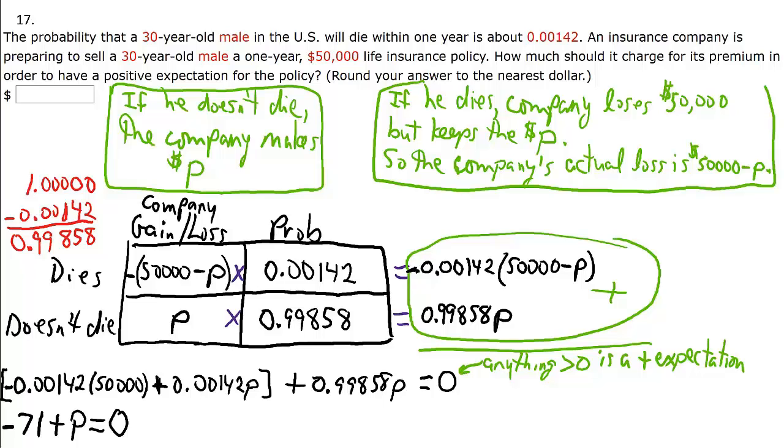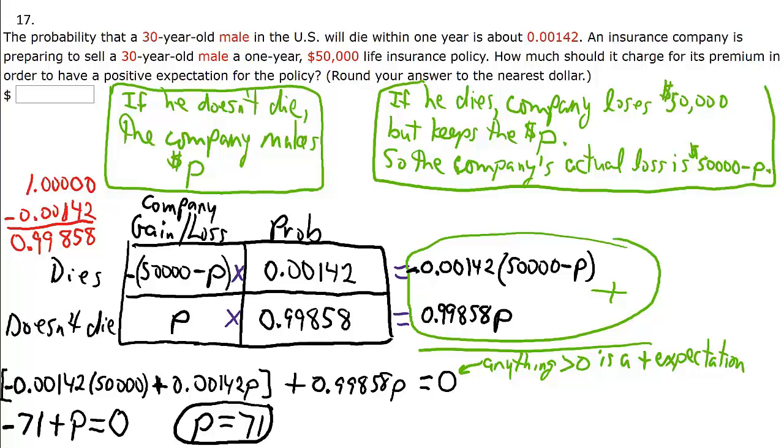I get 1P. So if I add a 71 to both sides, I'll find out that the premium needs to be set at least $71 for the company to make a profit. In other words, 71 is the break even. Anything higher than that will be a profit. Anything less than that will be a loss. I did promise you a shortcut, so I'll show it to you now.